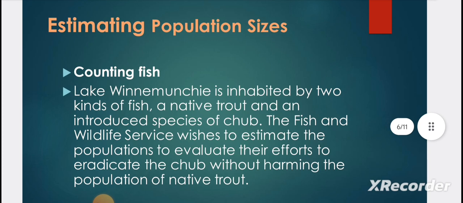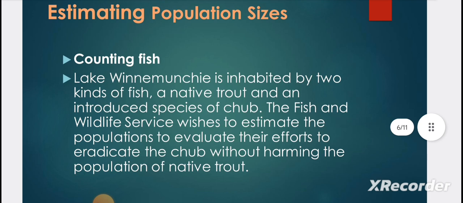Now, we are going to estimate the population sizes. Counting fishes. Let us consider a lake, which is inhabited by two kinds of fishes. The first one is the native trout, and the second one is a species of chub. The Fish and Wildlife Service wishes to estimate the population to evaluate their efforts to eradicate the chub without harming the population of native trout.